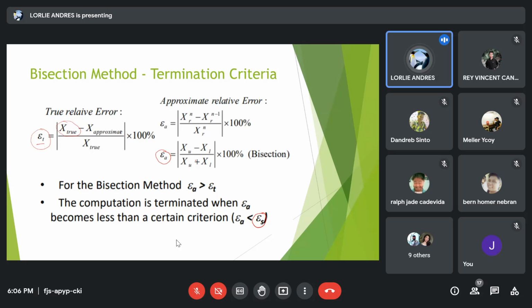So x sub U minus x sub L over x sub U plus x sub L times 100%. So that is for the bisection method. Or we can use this one: x sub R, kumbaga, the current approximate root value minus the previous approximate root value divided by the current root value multiplied by 100. That is equivalent also to approximate percent relative error.